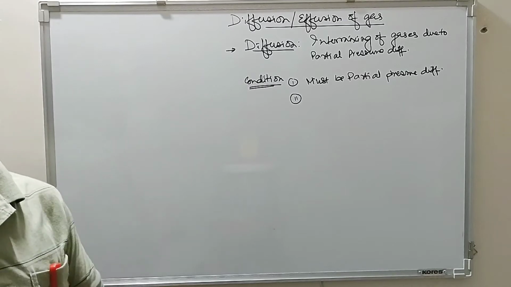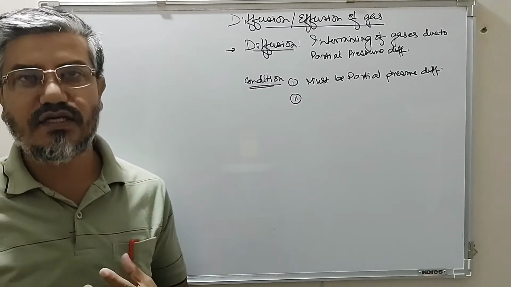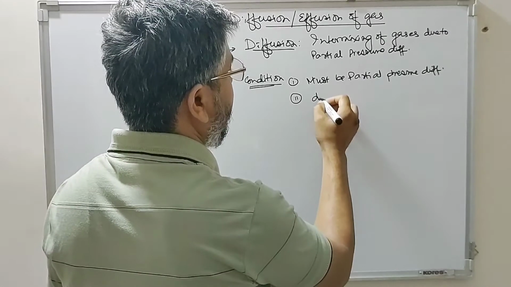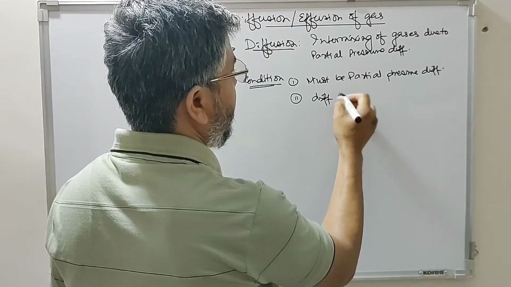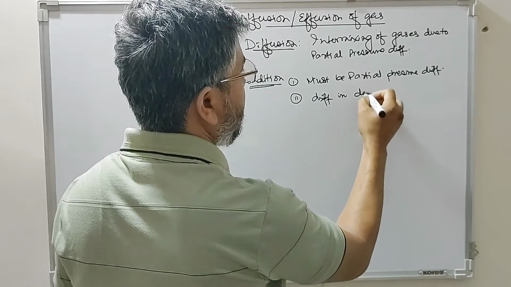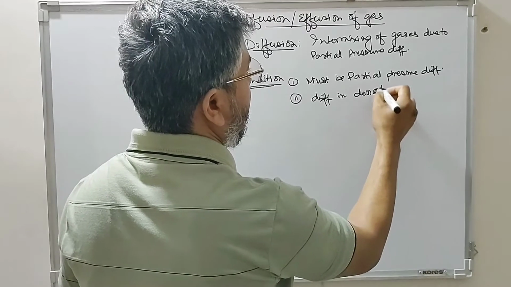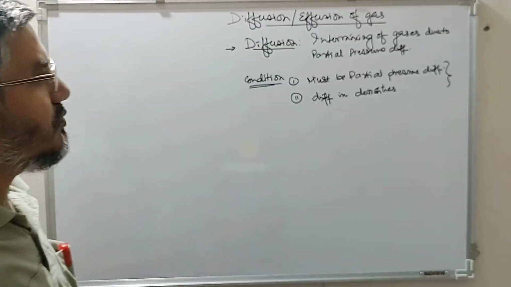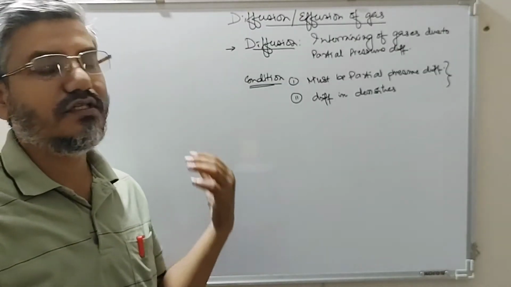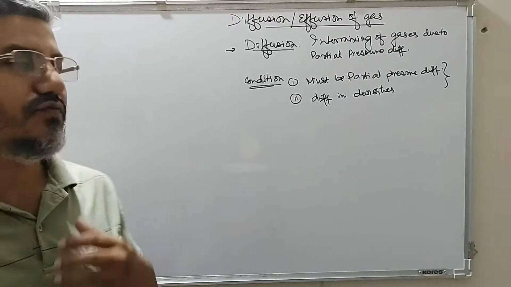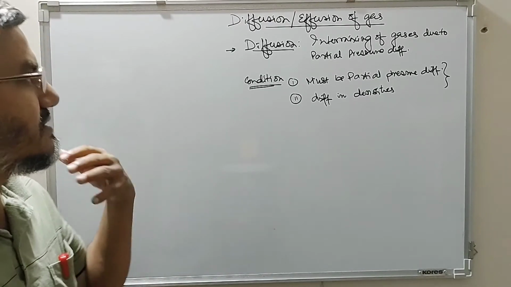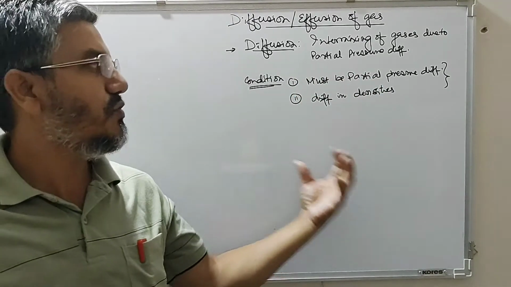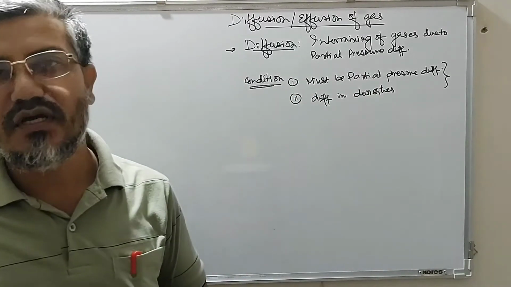Or there must be a difference in the densities of the gases to be mixed. So whenever we have a difference in the partial pressure or a difference in the densities, these gases will undergo mixing, which is known as diffusion, and this goes on till the densities are the same or till the partial pressures are the same.